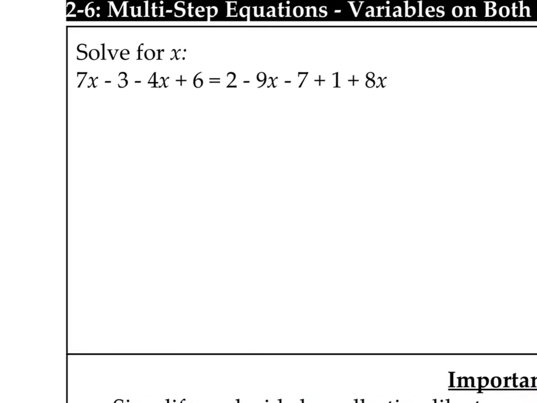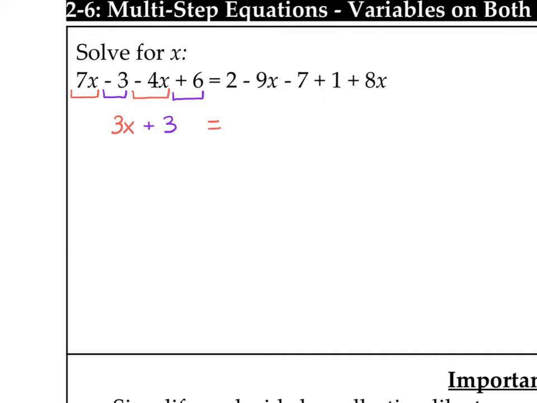Now, before I do anything, I like to put the equal sign down first so that I know that I am going to keep those equal signs lined up. So for collecting like terms, on the left side you have 7x minus 4x, and that gives you 3x. And for the constants, you have negative 3 plus 6, which is positive 3.